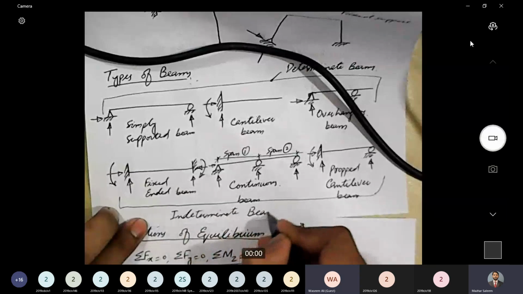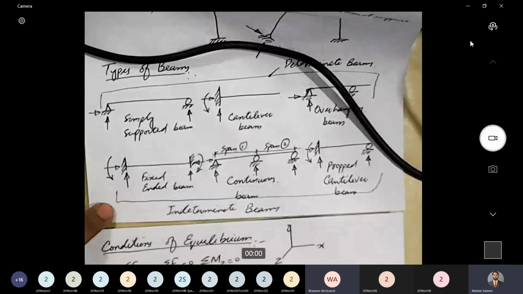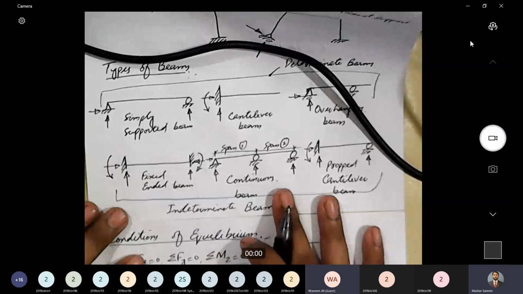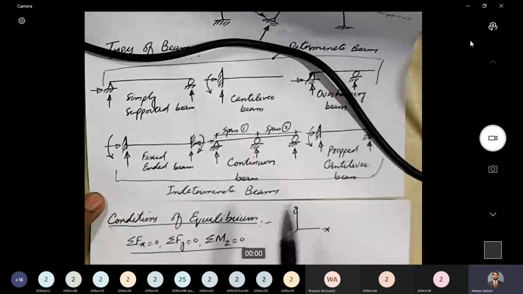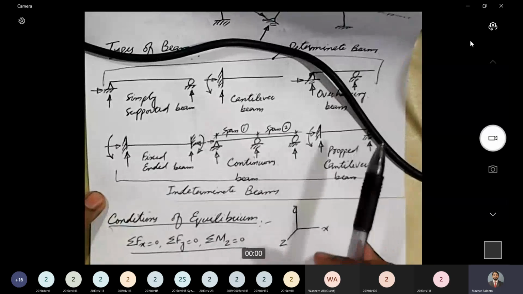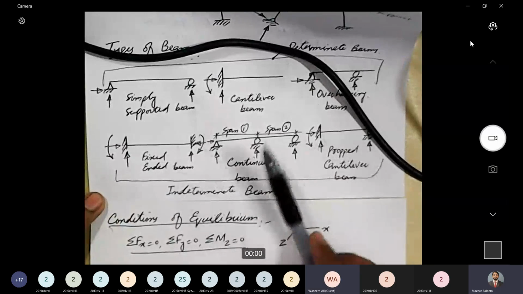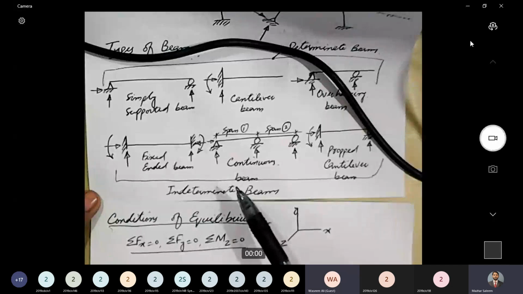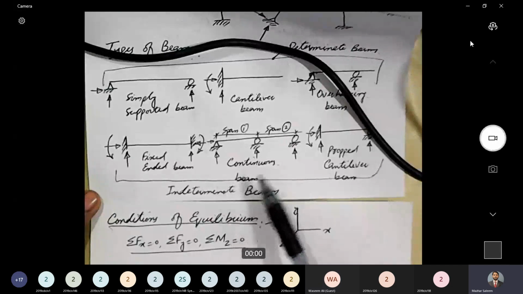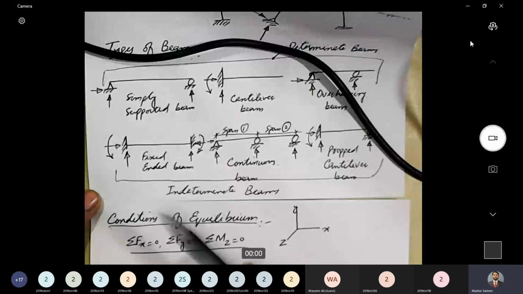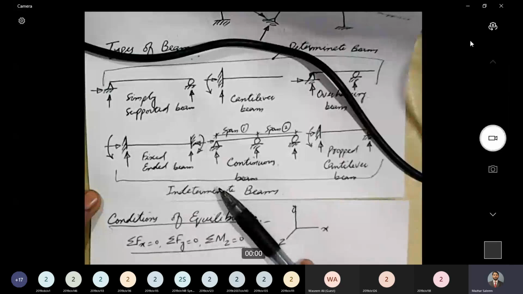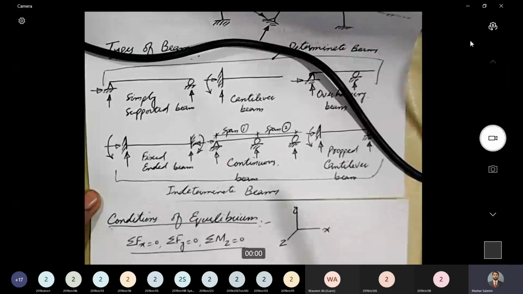So this is how we decide whether a beam is a determinate beam or an indeterminate beam. And just for clarity, being indeterminate is not a bad thing. We don't say that, oh, it's an indeterminate beam, so it's an undesirable beam and we do not want to provide it in our structure. No, that is not the case. Being indeterminate means that this beam is relatively difficult to analyze. It cannot be analyzed just by applying these three simple conditions of equilibrium. Rather, we need some more relationships.